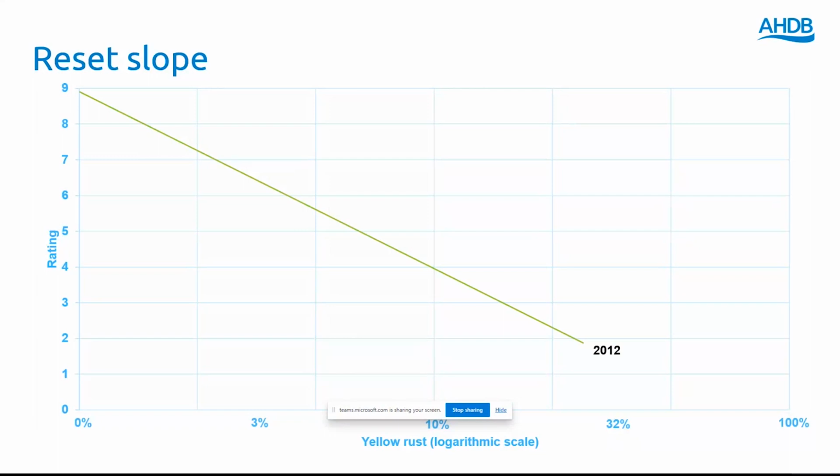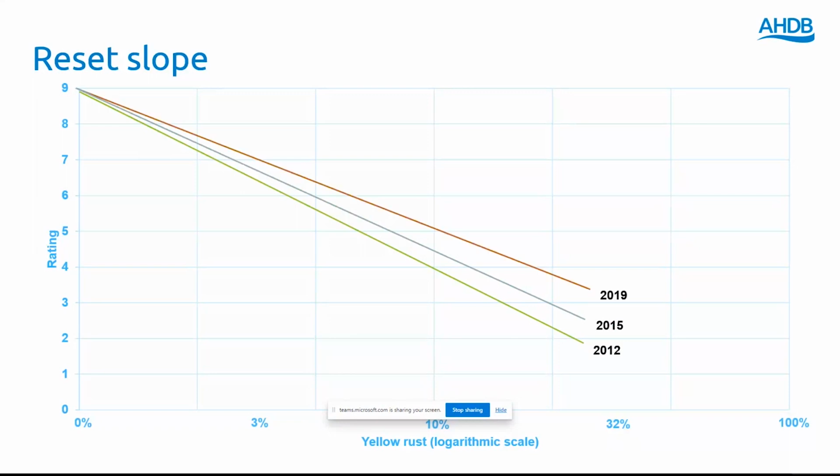So you can see that this was the slope used in 2012. In 2015, it crept up a bit, and in 2019, it crept up even more. And each time the slope gets less steep, it causes the same amount of yellow rust to lead to a higher rating. So for example, in 2012, 10% yellow rust would have received a rating of 4, but in 2019, 10%, so the same amount, would have received a rating of 5. And this has also meant that varieties that have become more susceptible each year due to the changing races have been given the same rating when they should have been given lower ratings each year. And this has led to the misleading yellow rust ratings we've been seeing in the RL in recent years.